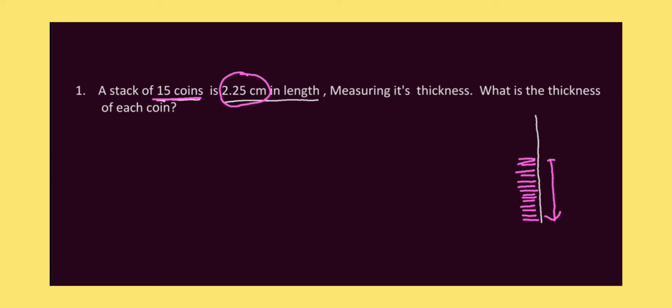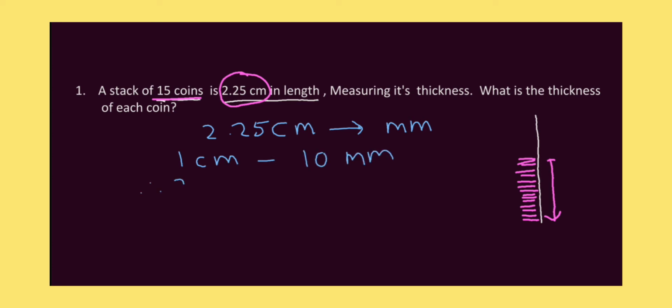Centimeter is a bigger unit. If I convert it into a smaller unit, then what? 2.25 centimeter, if I convert into millimeter. We know that 1 centimeter is 10 millimeter. So therefore 2.25 centimeter, if I multiply it with 10, will be 22.5 millimeter. Now we have 15 coins.